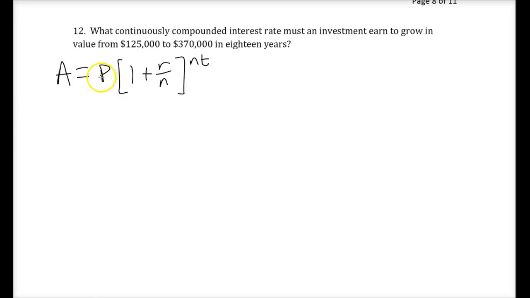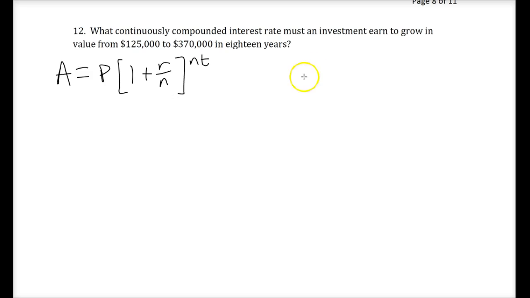Okay? Where P is the principal, N is the number of times we compound per year, R is the annual interest rate, and T, of course, is time in years. And to go back to N being the number of times you compound a year, if you compound annually, then N is 1. If you compound semi-annually, then N is 2. If you compound quarterly, which means 4 times a year, then N is 4. If you compound monthly, then N is 12. If you compound daily, then N is 365, and so on and so forth.